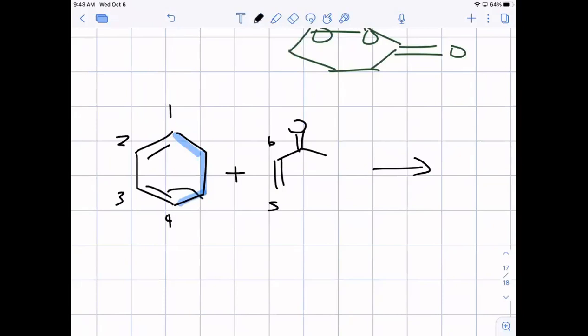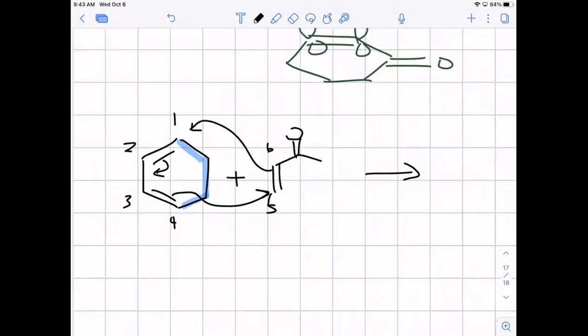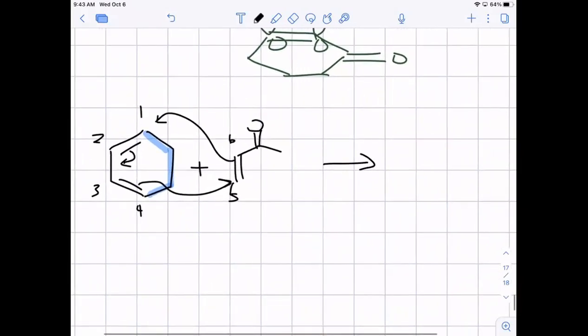All right, so let's put the arrows in. That's going there, there, there. Right. So the product is going to look like this: 1, 2, 3, 4, and then 5 and 6 are going to be here. Everybody agree with that? Yes. 2, 3, 4.